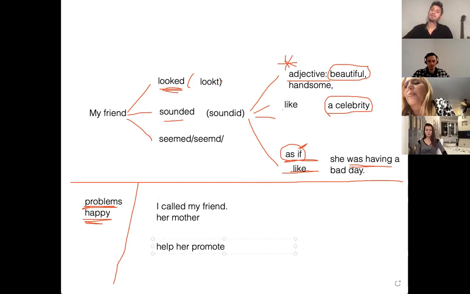help her promote her dishes because she wants to sell them to get money for the dialysis. Yes, good. Very good story. So thank you, Ara, for that.